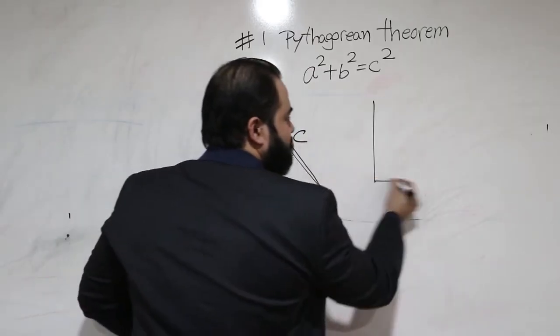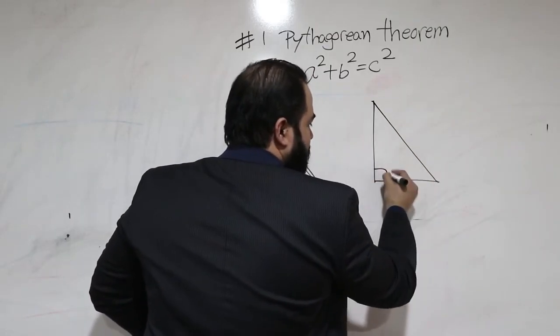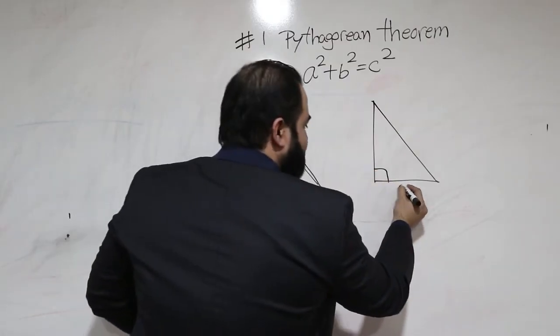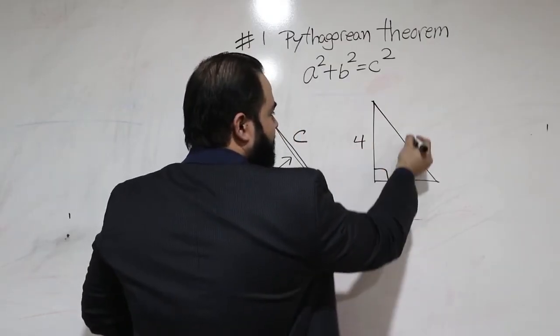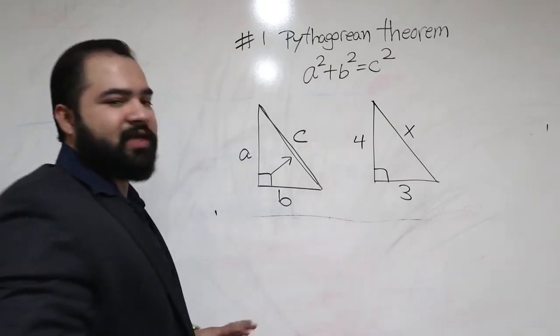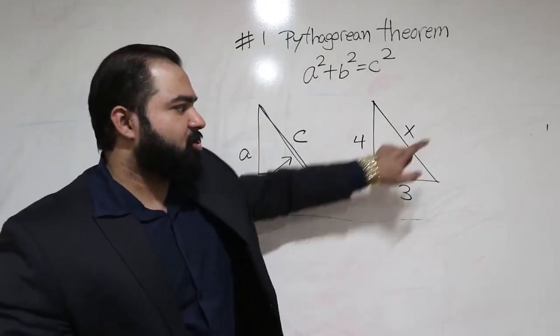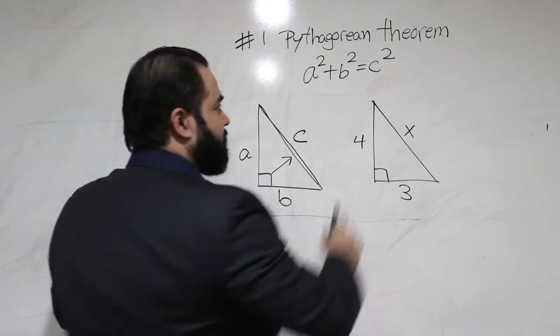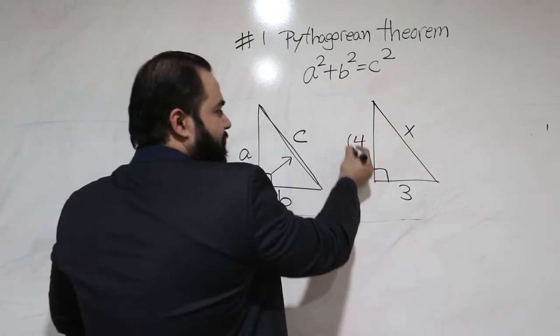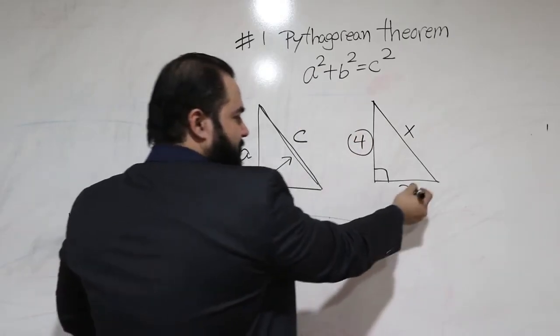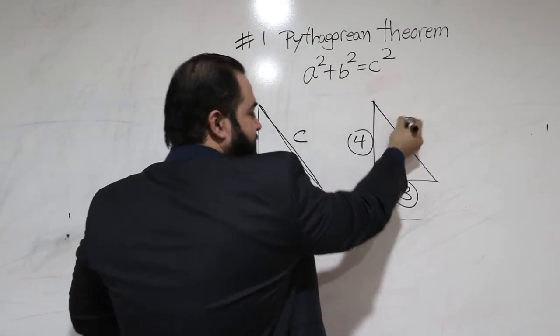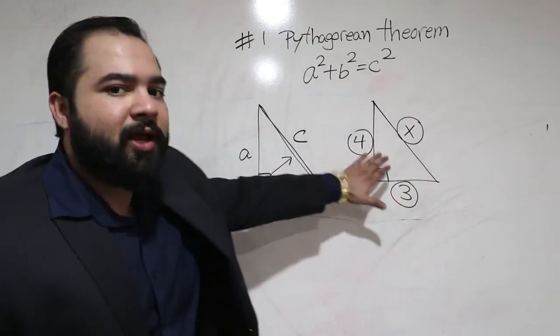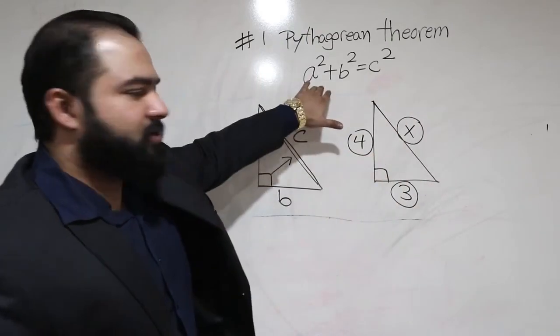So let's say we have a right triangle which has three lengths. One is 3, another side is 4, and the third side is missing. Let's say x. And we need to solve for this third side. So what we can do is, we can use this formula. We know that our A is 4, B is what? 3, and C is x. So we can just plug in these values into the formula.